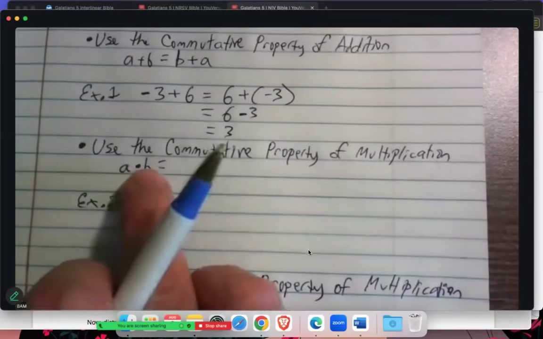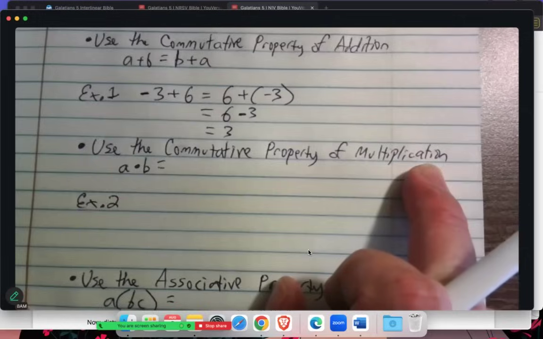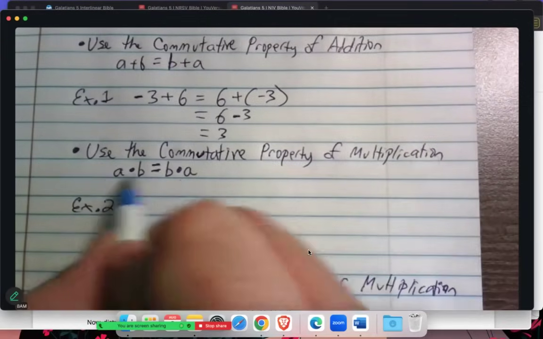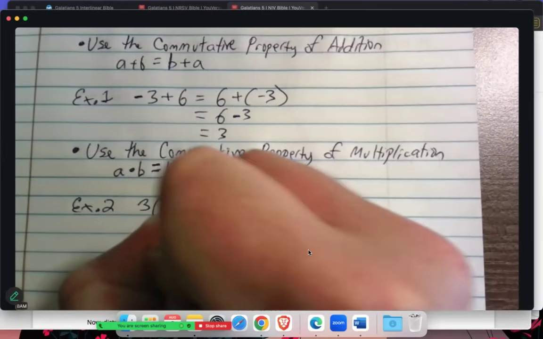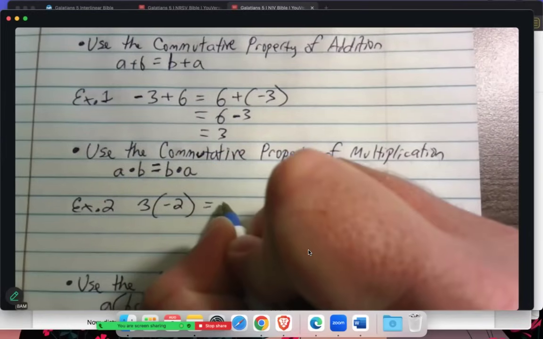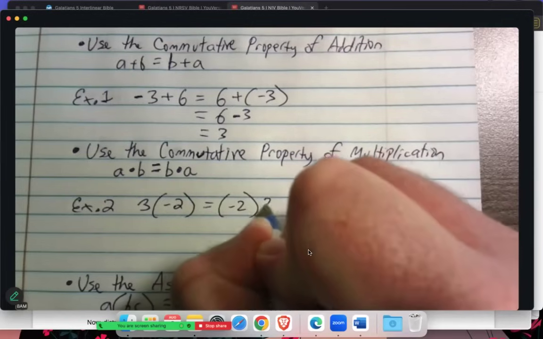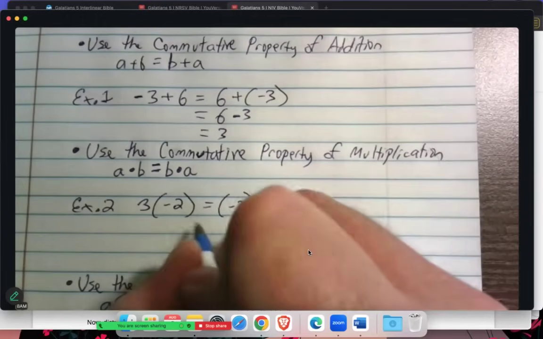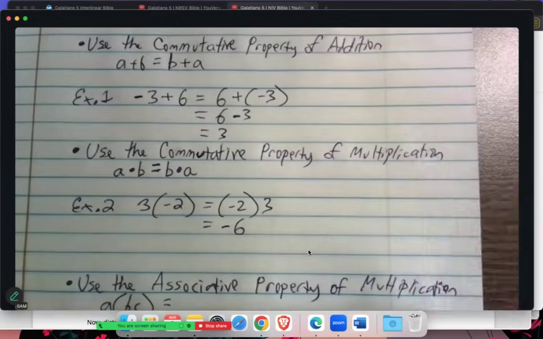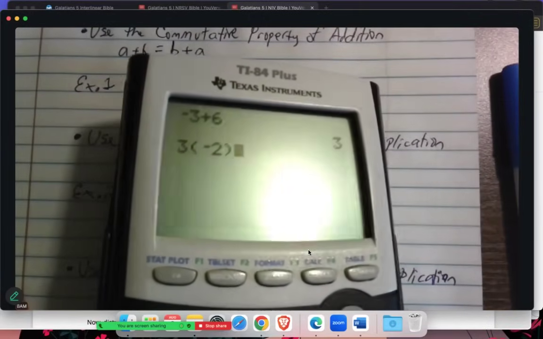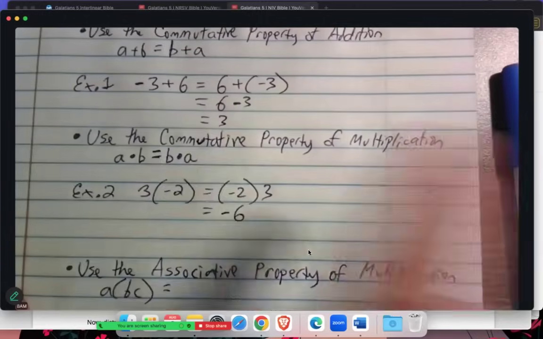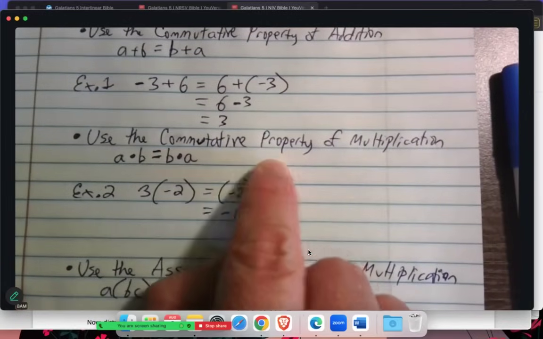So using the commutative property of multiplication, A times B equals B times A, and example 2, 3 times -2 equals -2 times 3. And that equals -6. And on the calculator, 3 times -2. So in the Bible, does the Holy Spirit make people commute or move?